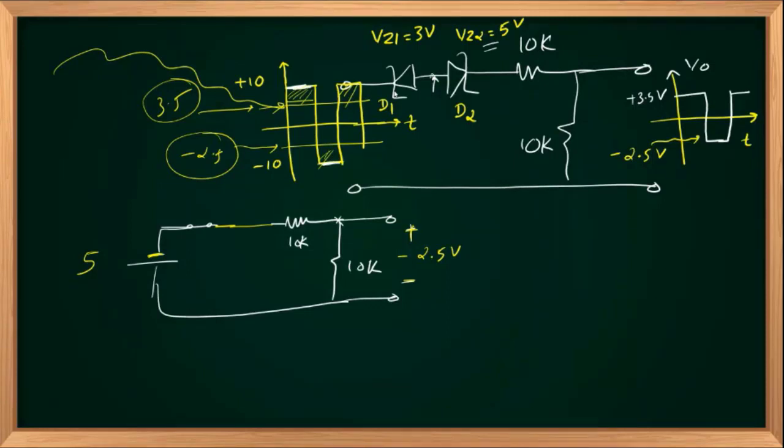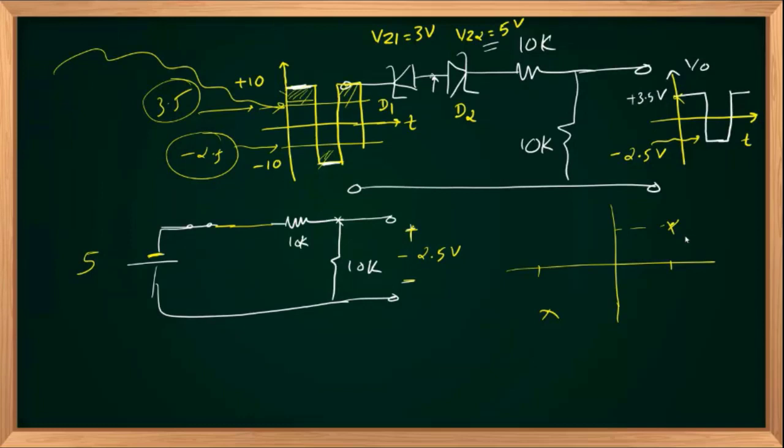Right? Of course, the transfer curve will have only 2 points. At plus 10, you will have 3.5 volts out. And minus 10, you will have minus 2.5 volts. 2 points. Okay.